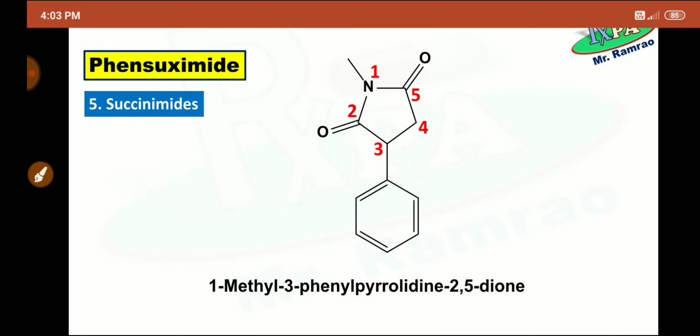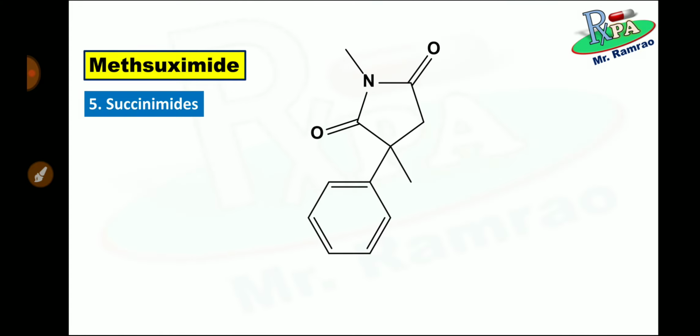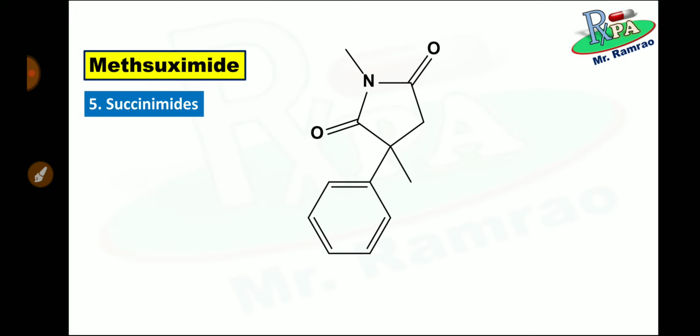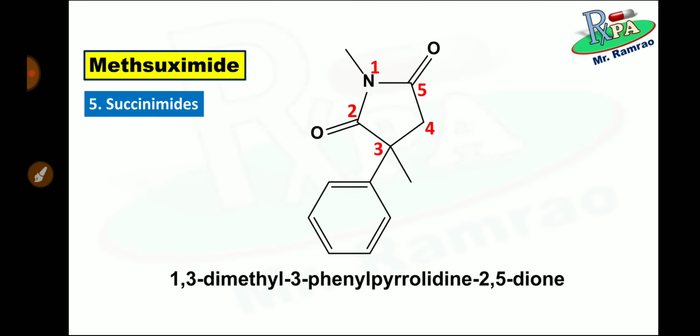Friends, while remembering structures, we have to identify the differences between the previous molecules and the next molecules so that you can easily remember the structures. So this is the structure of phensuximide. Now we'll see the next molecule, that is methosuximide. What is the difference between phensuximide and methosuximide? You only have to put 1 methyl group on the third position and it forms methosuximide. And the name of the molecule itself suggests that there is 1 methyl group present.